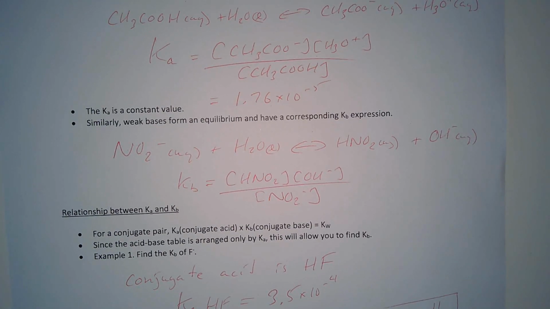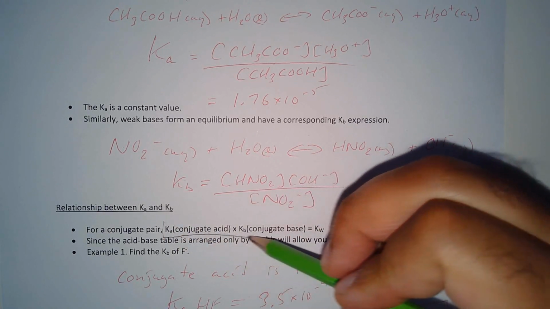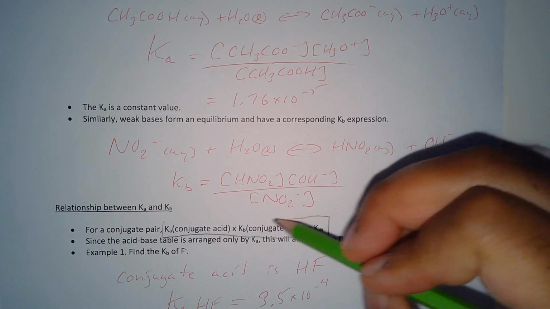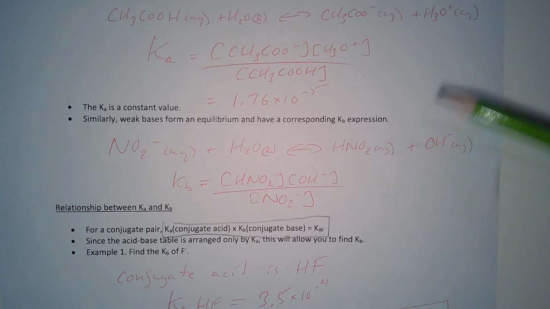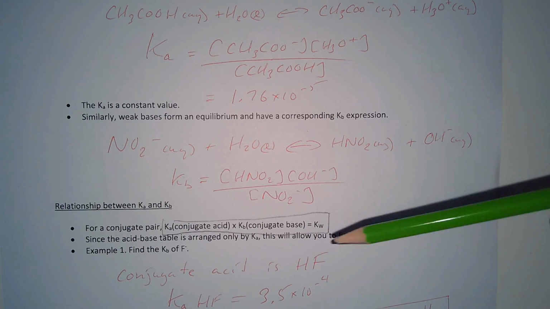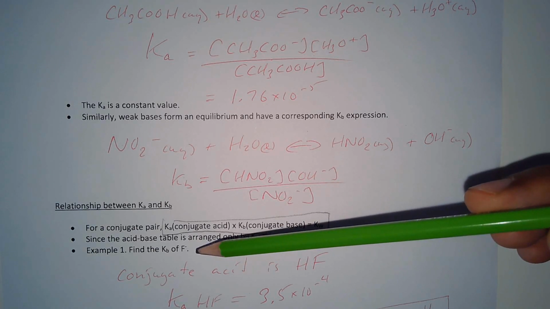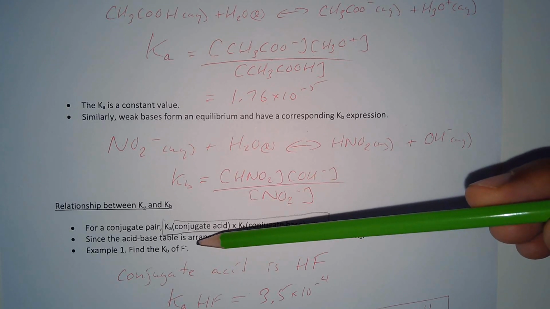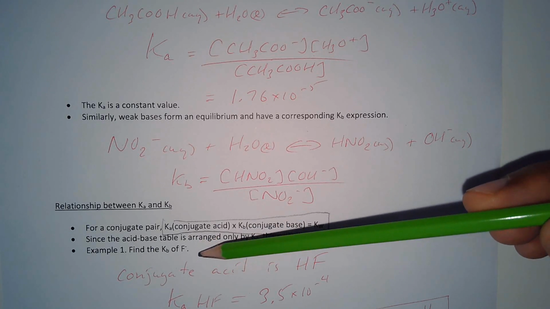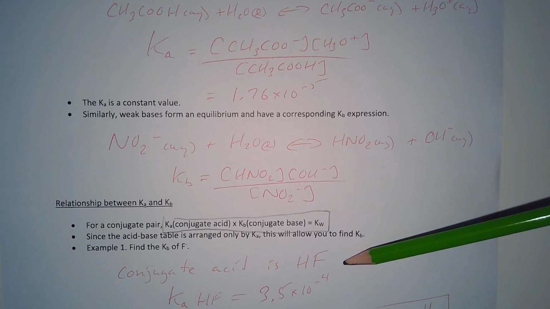So this is the relationship that we use. Okay, so Ka of the conjugate acid times Kb of the conjugate base equals Kw. Okay, so that's your formula there. So suppose we want to find the Kb of F minus. Okay, so there's your weak base. So what you want to do is figure out what the conjugate acid is. So the conjugate acid is HF, and then you look up the Ka of HF.